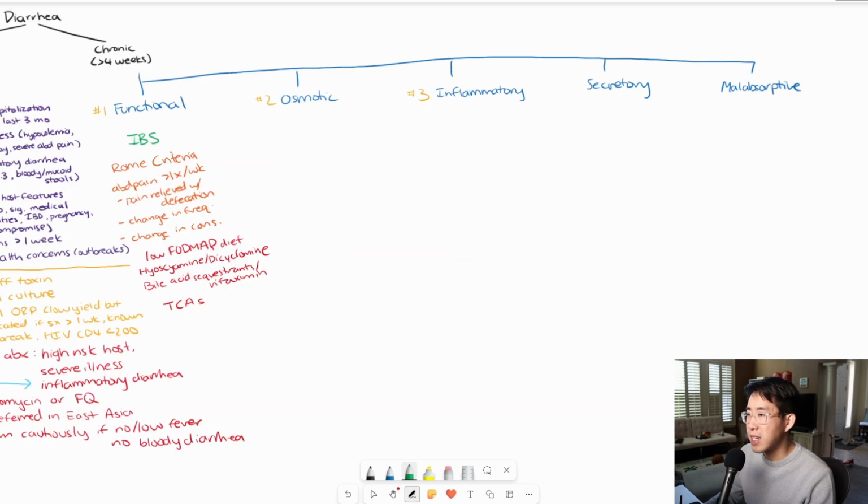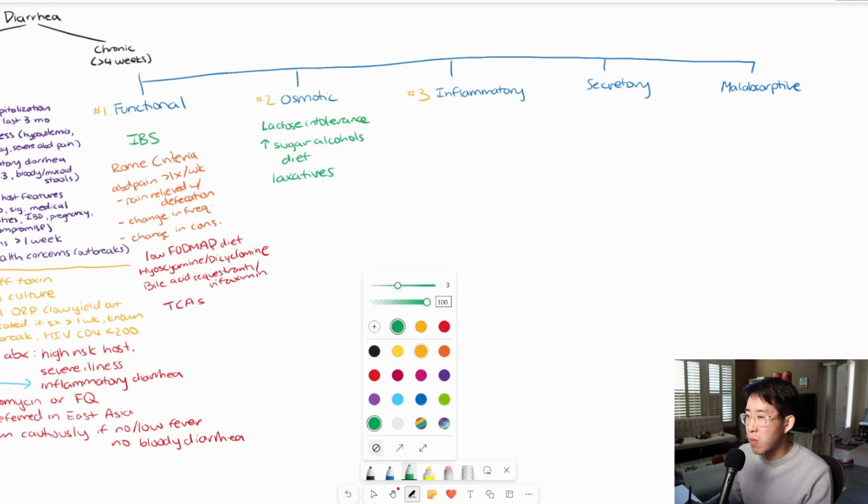Moving on to osmotic diarrhea, some common causes include lactose intolerance and excess consumption of sugar alcohols. So for example, those artificially sweetened gum or cough drops, if you eat too many of those, it can cause an osmotic diarrhea. In general, diet can lead to osmotic diarrhea. And finally, laxatives are another common cause of osmotic diarrhea.